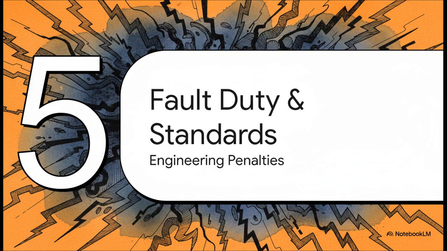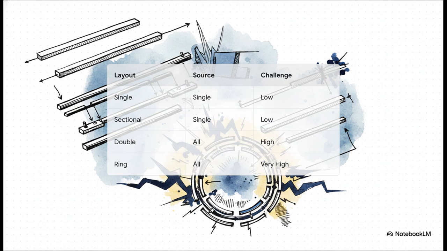And dealing with those challenges is exactly what Section 5 is about, fault duty and IEC standards. This actually brings us to the villain of our story, the mechanical penalty you pay for all that reliability. That rushing power I just mentioned, it creates massive, really destructive forces. As you increase those parallel paths to prevent outages, you dramatically increase the short-circuit current the assembly has to survive. Look, a single busbar, pretty low challenge. But a closed ring bus, that combines all those sources into a very high challenge level.